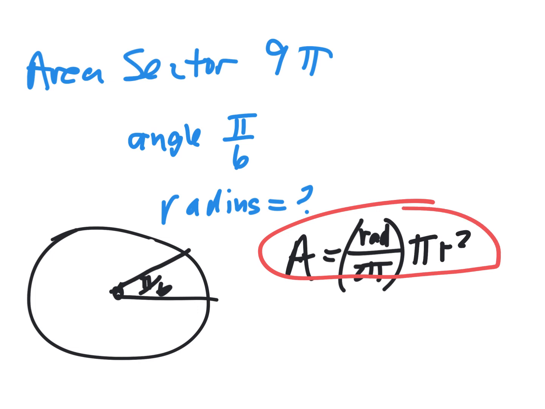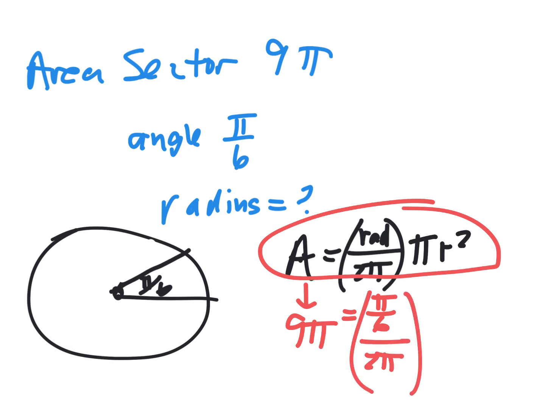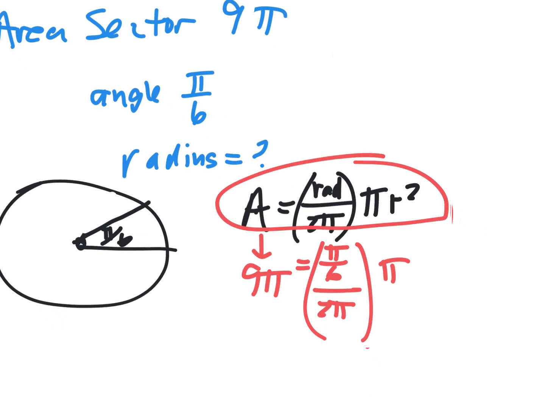Next, I'm going to actually go use it. Area was 9 pi. Radians was pi over 6 over 2 pi times pi, and then there's r squared. What's r? Well, I don't know. It's the whole point. I'm trying to figure out r squared. So if I can simplify this down, at the end I'll just take the square root and I'll have my answer. But can you handle the algebra?